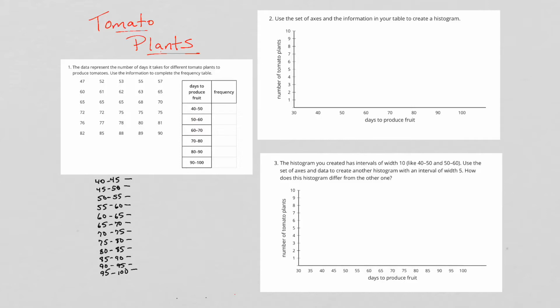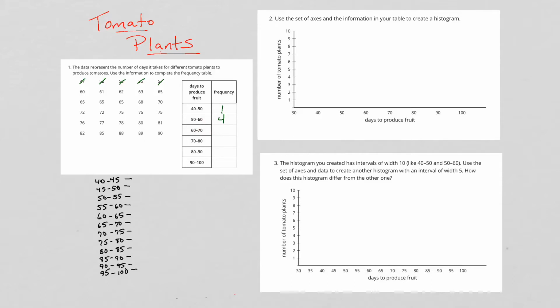Alright, so from 40 to 50, it looks like we just have the one piece of data, so 1. From 50 to 60, we have 1, 2, 3, 4 pieces of data. The number 60 will actually go in the next set of data. So it's really like this is 50 to 59, 60 to 69, if that makes sense.